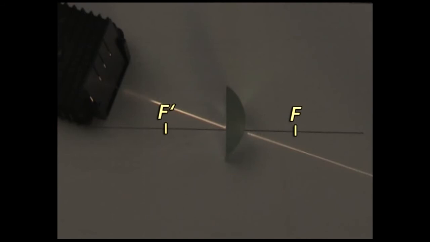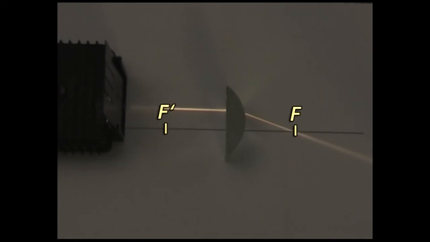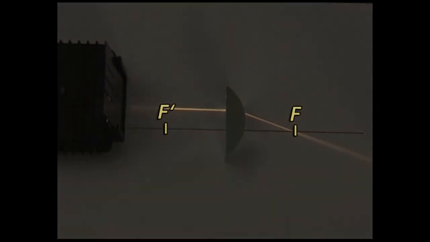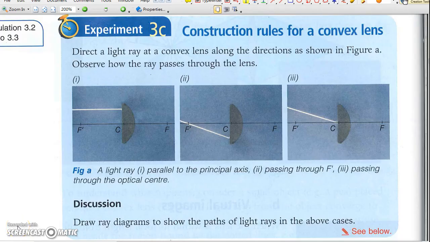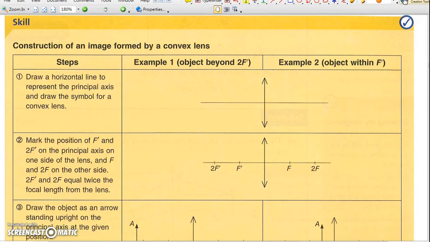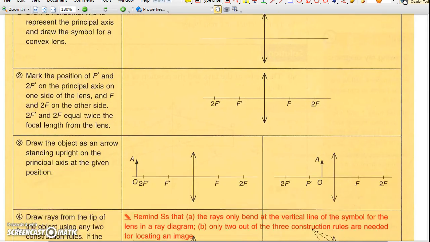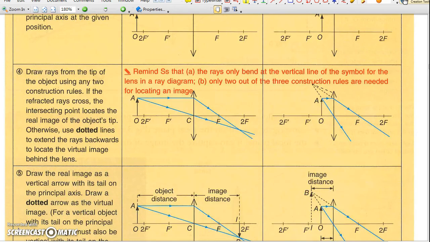Finally, direct a light ray to the lens along 3 different directions as shown. How does the light ray pass through the lens in each case? So, there are 3 construction rules for a convex lens. We may draw any 2 of them to locate the image for different object distances. The steps are illustrated here in your book.